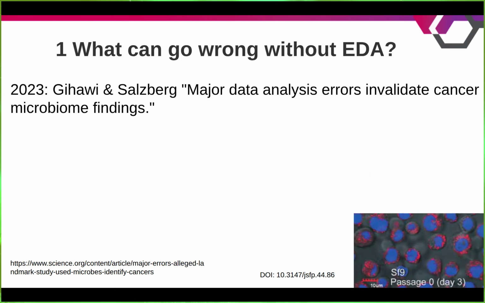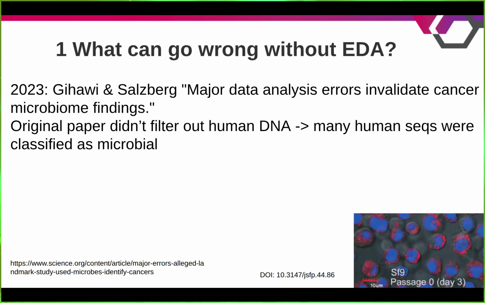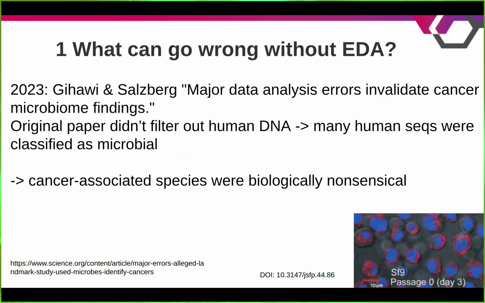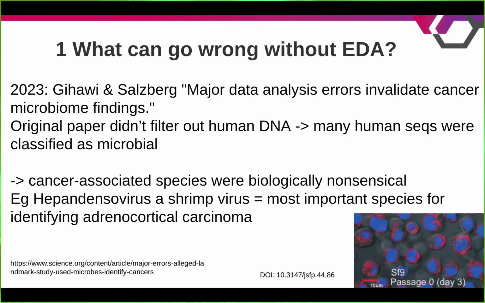However, Gihawi and Salzberg found major data analysis errors in this data set. Simply, what they found was not correct because they didn't filter out human DNA. So many human sequences were classified as microbial, even though they weren't. And this meant that the cancer species were biologically not meaningful. An example of this was Hampadanovirus, a shrimp virus, which you can see in the image on the right-hand side, was apparently identified as being very, very important in adrenocortical carcinoma.